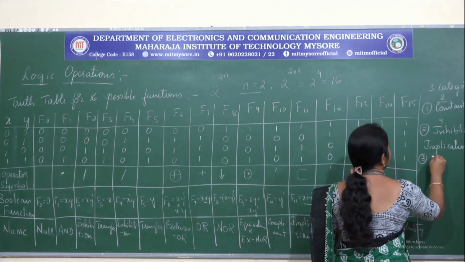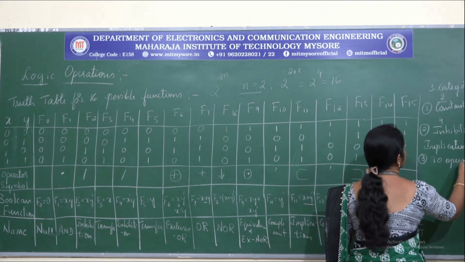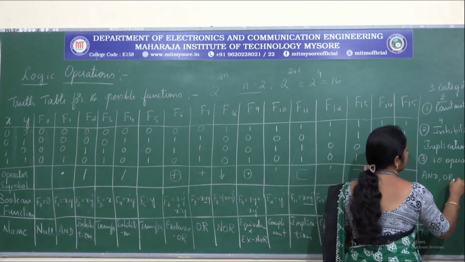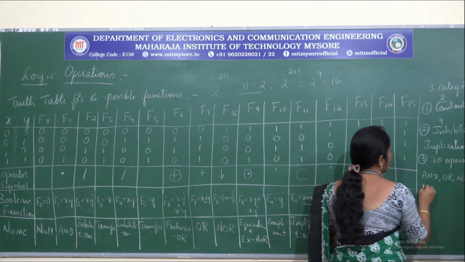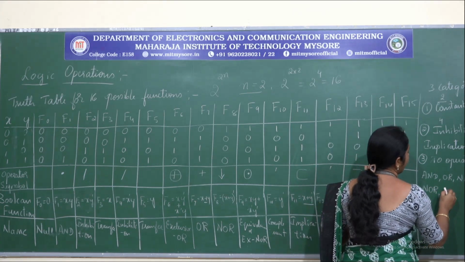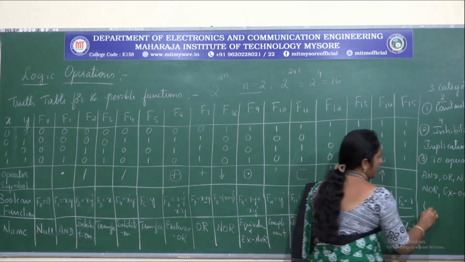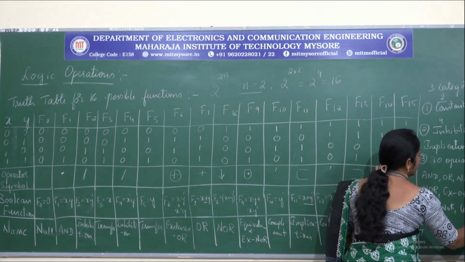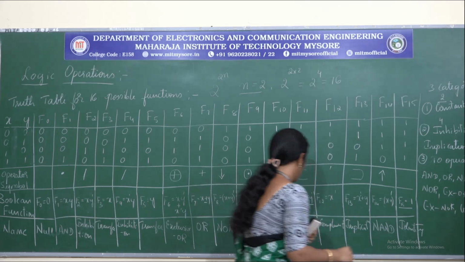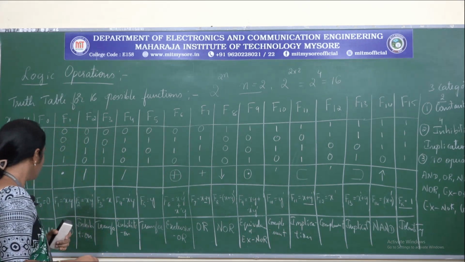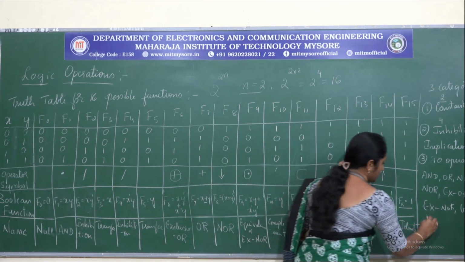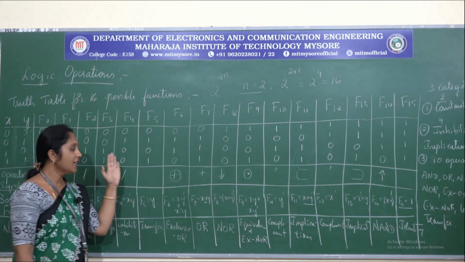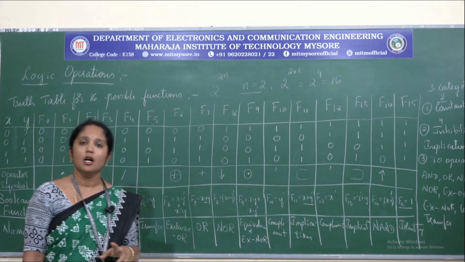The third category is 10 operations, which includes AND, OR, NAND, NOR, then exclusive OR, exclusive NOR, complement, and transfer. So these are the 16 possible combinations when we consider 2 variables.